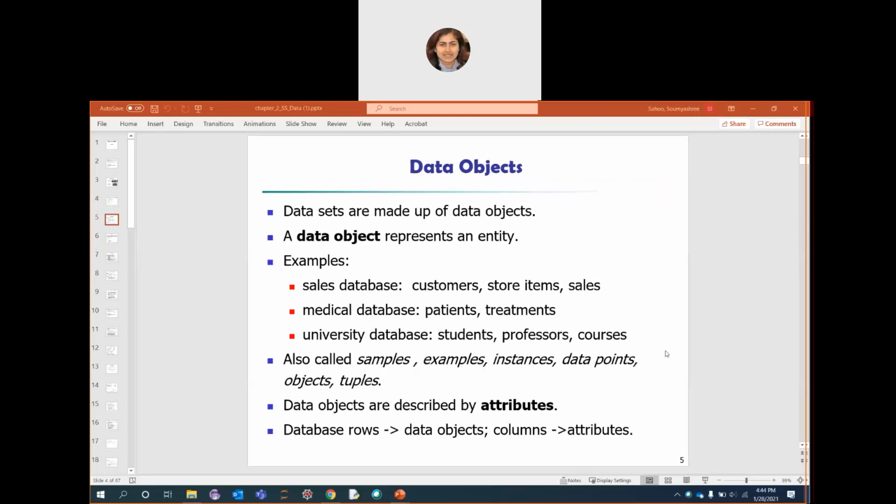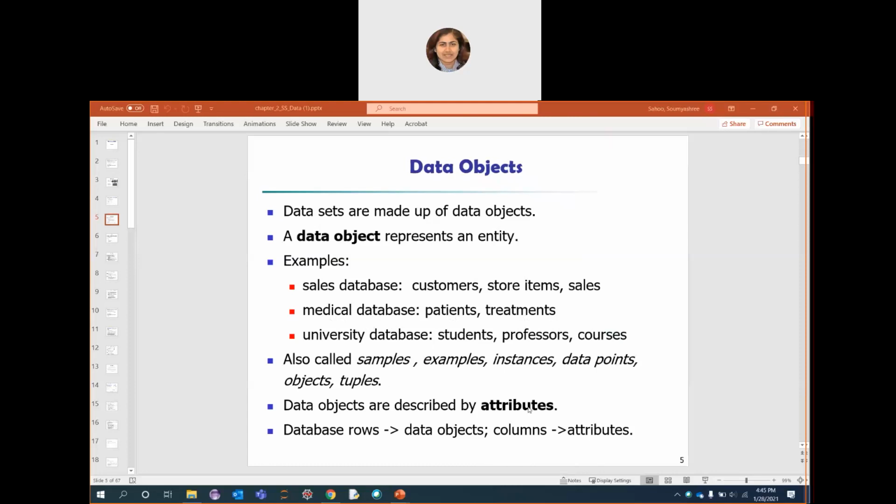Next, data objects. A data object is nothing but a data entity, and it represents an entity. Some examples: in a sales database, the objects can be customers, store items and sales. In a medical database, the objects can be patients and treatments. Likewise for a university database.